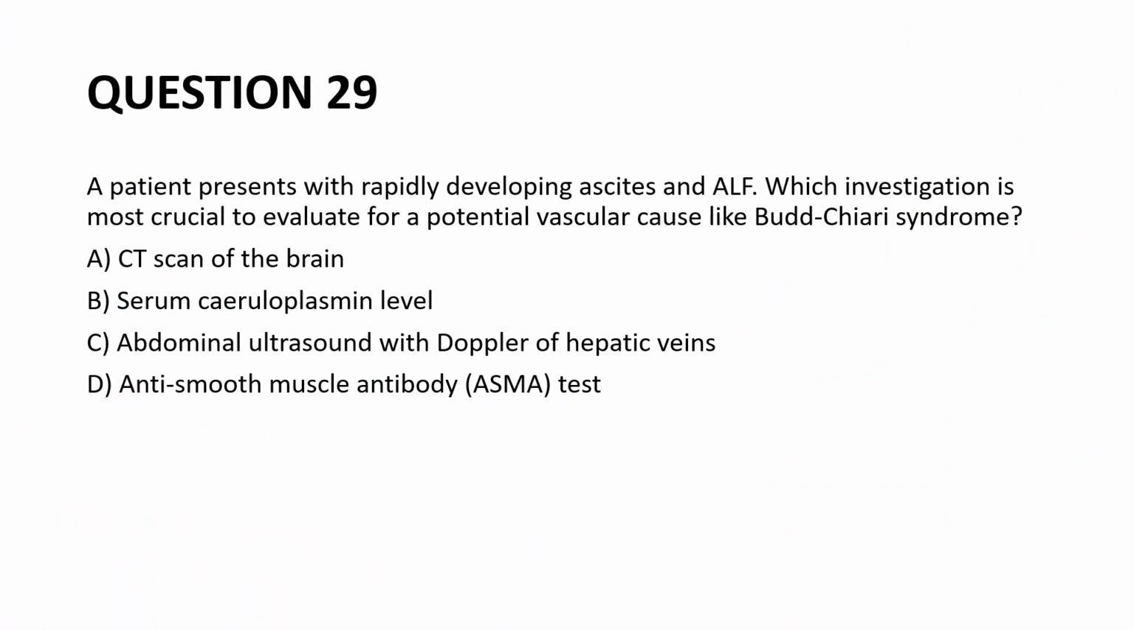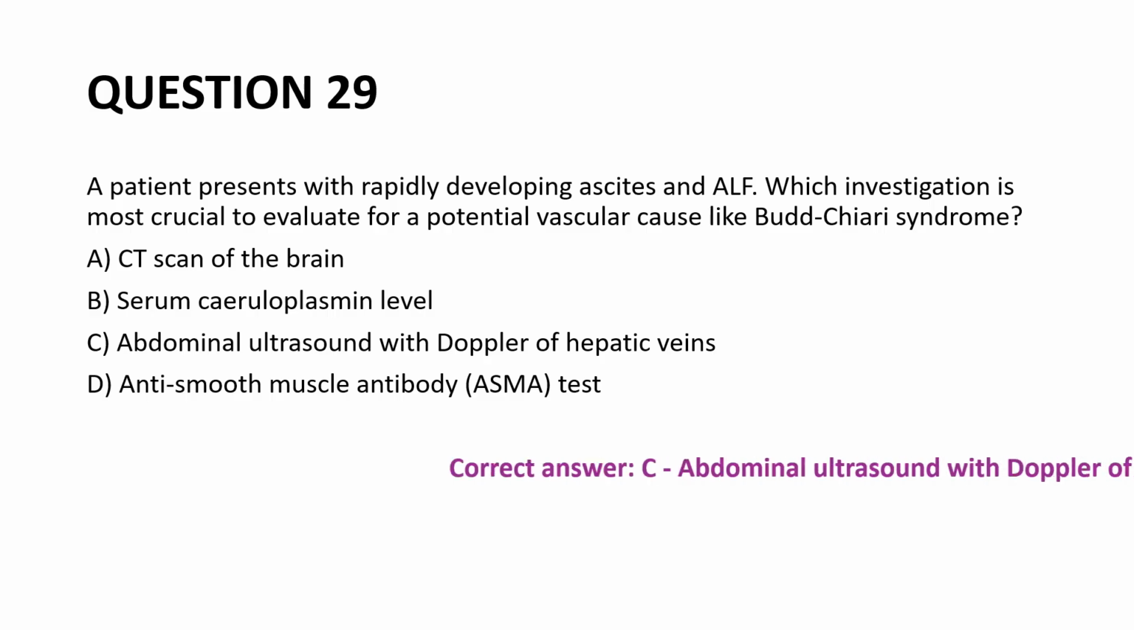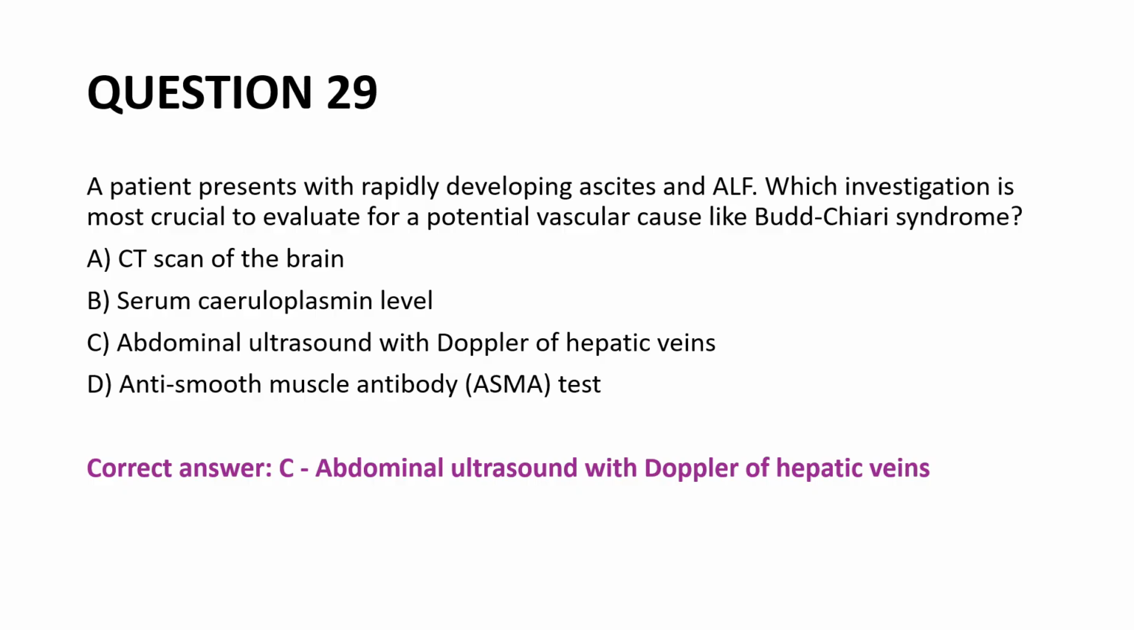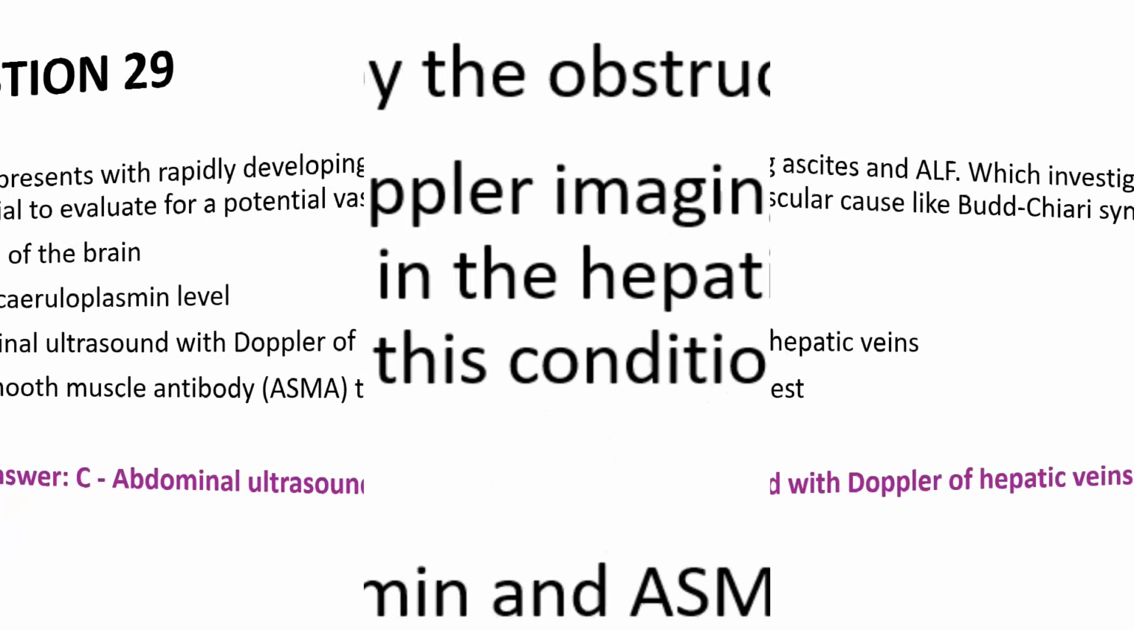A patient presents with rapidly developing ascites and acute liver failure. Which investigation is most crucial to evaluate for a potential vascular cause like Budd-Chiari syndrome? CT scan of the brain, serum ceruloplasmin level, abdominal ultrasound with Doppler of hepatic veins, anti-smooth muscle antibody tests. The correct answer is abdominal ultrasound with Doppler of hepatic veins.